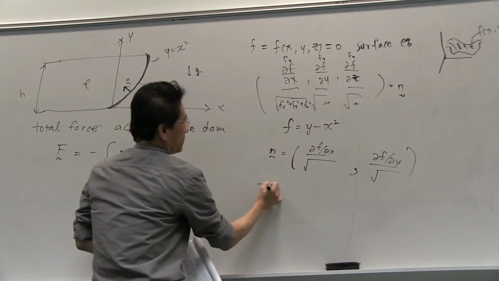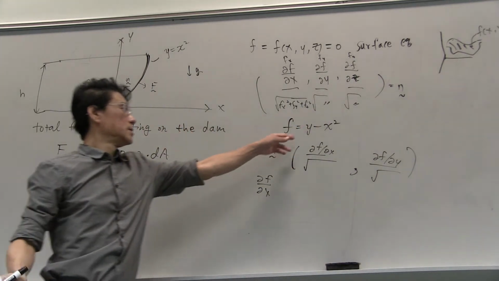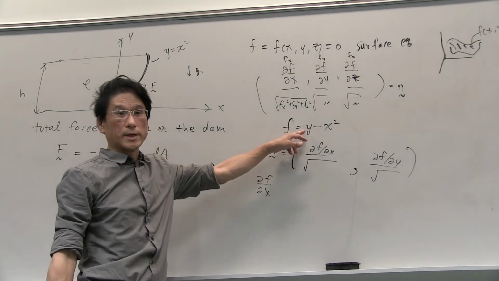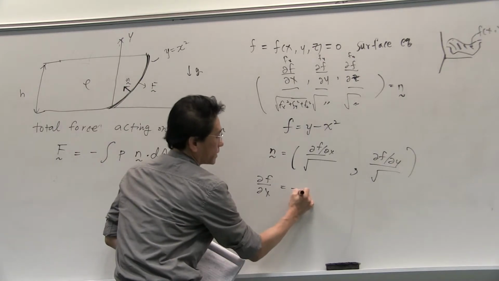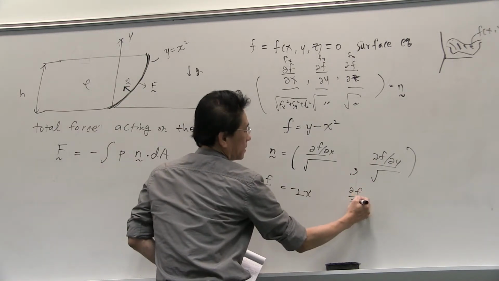Okay, now you have df/dx. You differentiate with respect to x, and that is going to be minus 2x, right? It's minus 2x. Okay, what about this? df/dy is just 1.